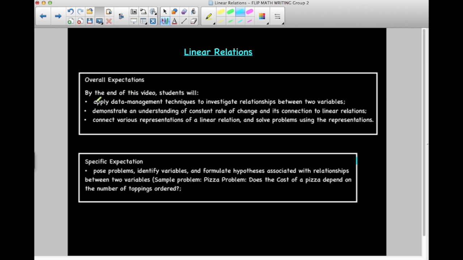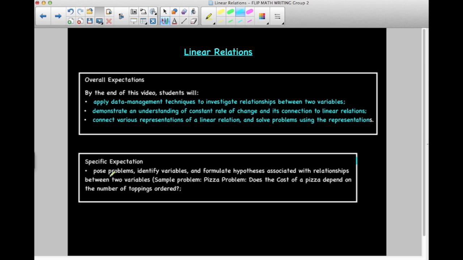By the end of this video, students will apply data management techniques to investigate the relationship between two variables. We'll demonstrate an understanding of a constant rate of change and its connection to linear relations. And we'll connect the various representations of a linear relation and solve problems using the representations.